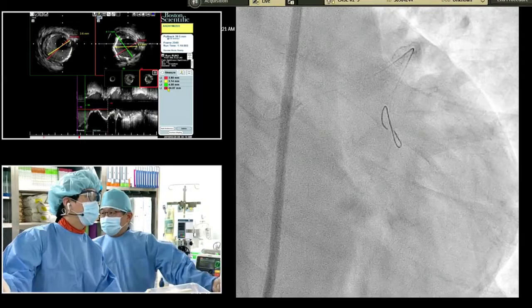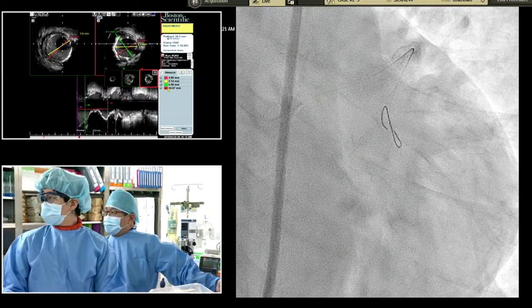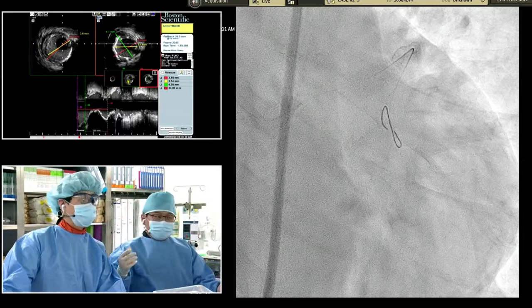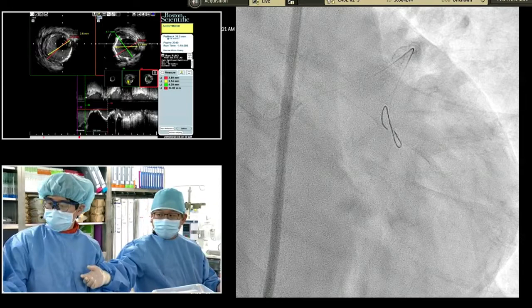20, it's 26. What is the shorter one? 22. Let's see the circumflex, the fatal of a circumflex ostium.